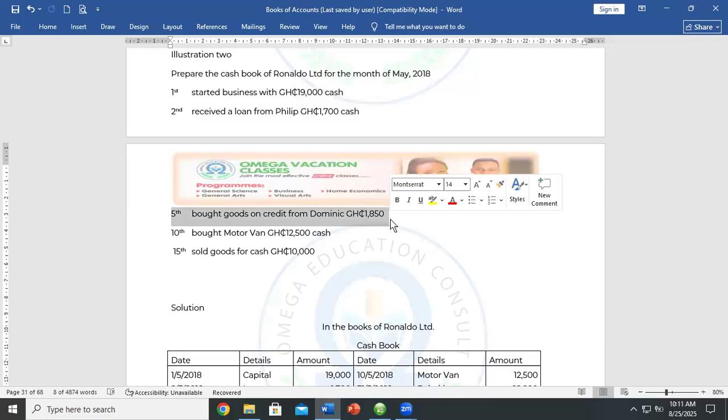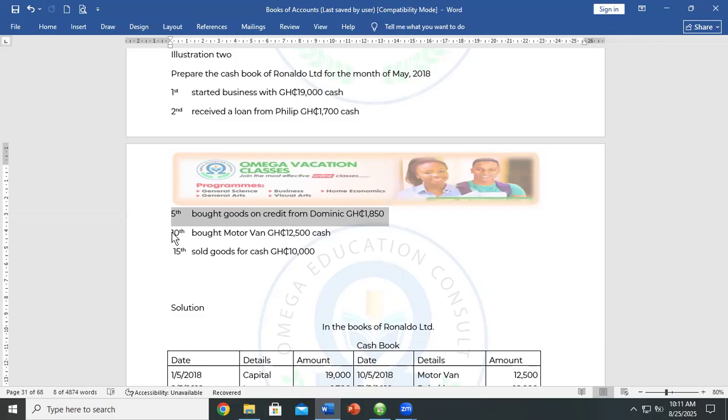I think I'll call on someone now. Sophie, providing bought goods on credit from Dominic, which of the day books should this transaction be in? Simply the purchases day book. Exactly, the purchases day book. Thank you very much. Okay, so that one is not coming here.